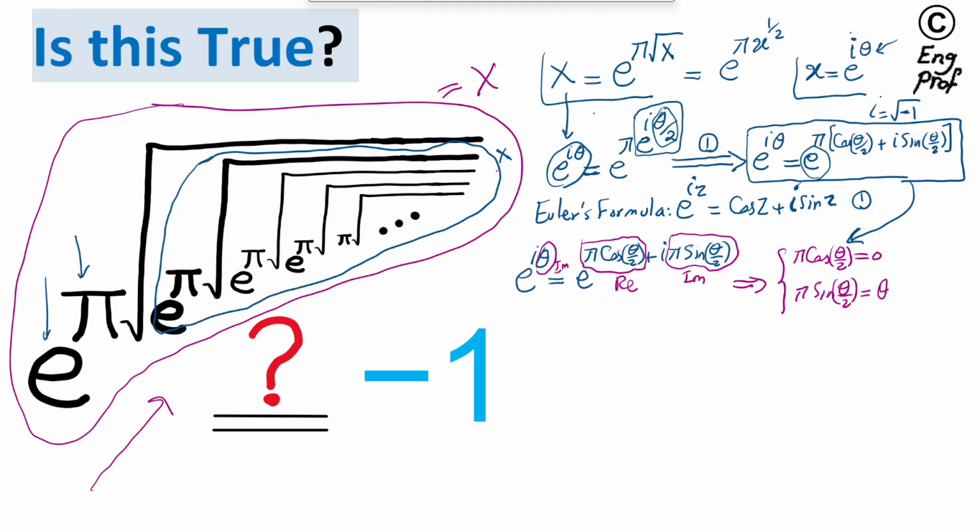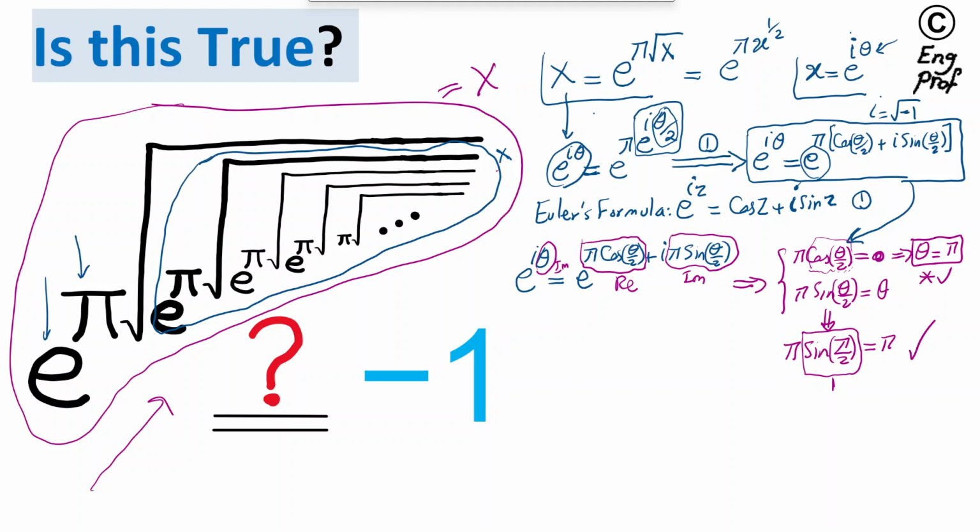Can we find a theta that's satisfying these two requirements? The first guess obviously is, since we need cosine theta over 2 to become 0, from here we conclude that the first answer, for example, is theta equal to pi. Because if we do that, then cosine pi over 2 is 0 and we get it. But then what happens if we feed that into theta for the second equation? We get pi sine pi over 2 equal to pi. That's great because sine pi over 2 is 1 and that matches. So yes, this is a good solution, theta equal to pi.